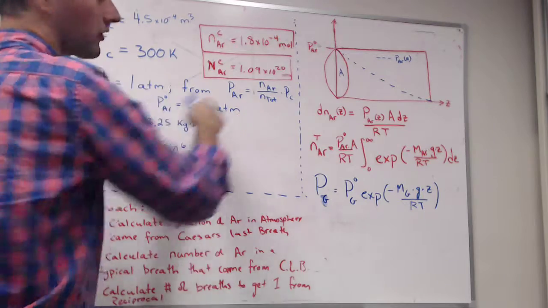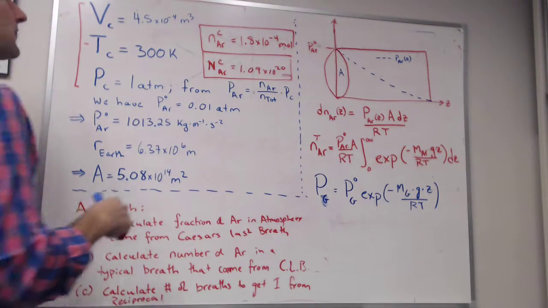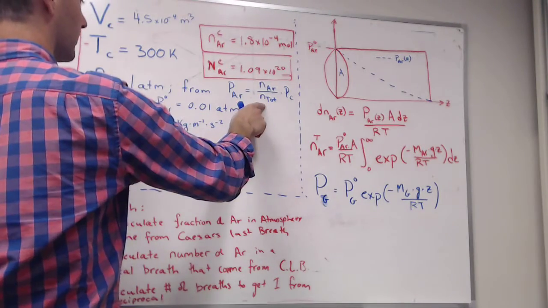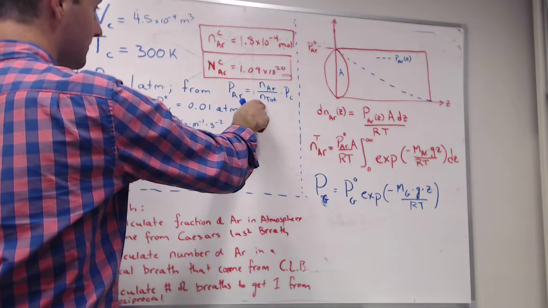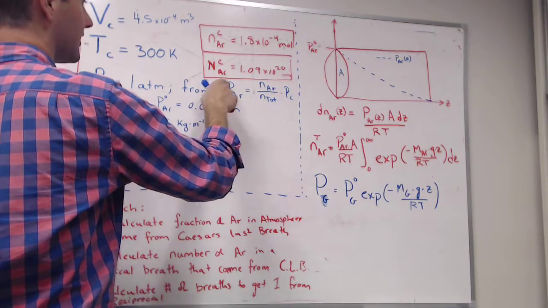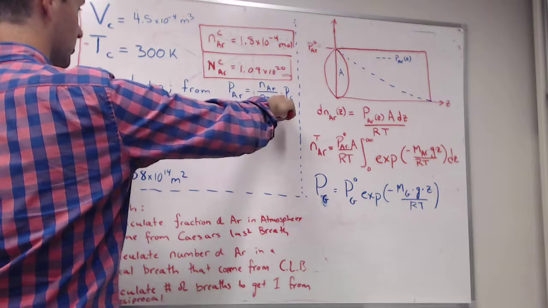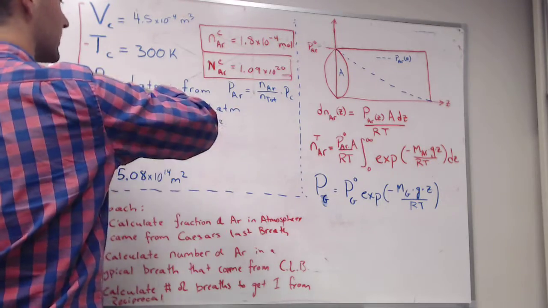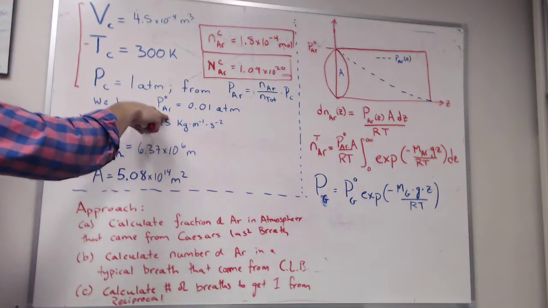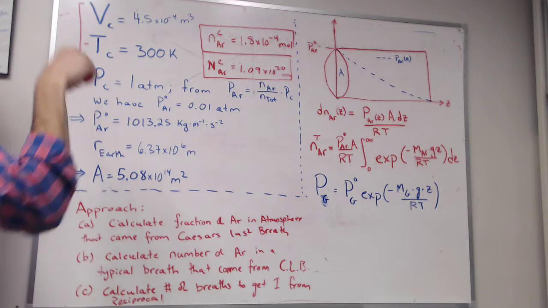So N total is just the summation of all of those things. And so N argon over N total is 0.01. And so then P argon is 0.01 times the pressure that Caesar experienced, which is 1 atm. So the pressure of argon is 0.01 atm.